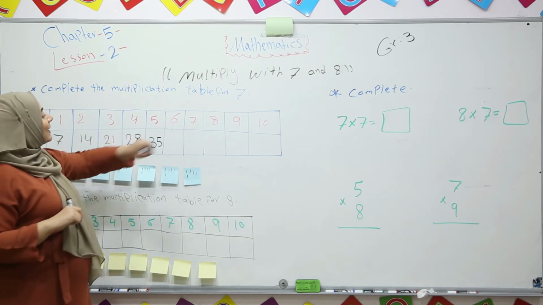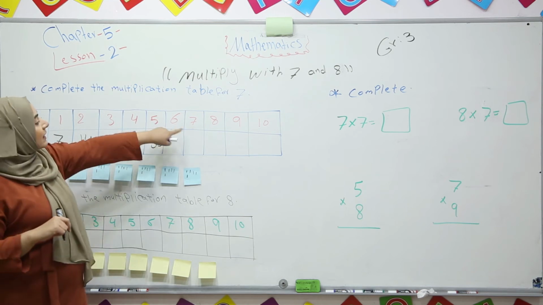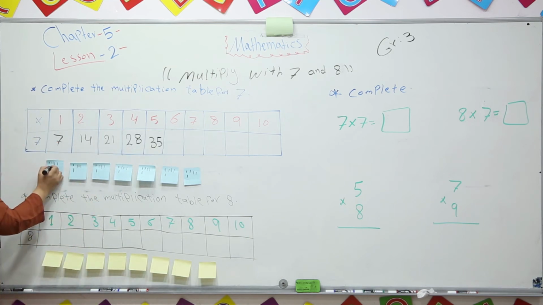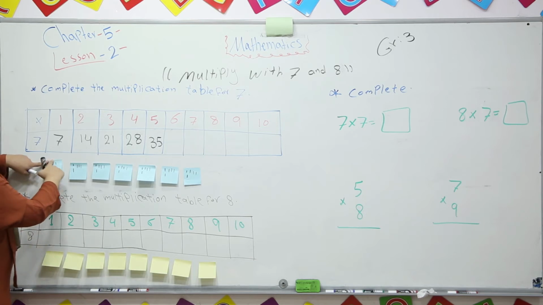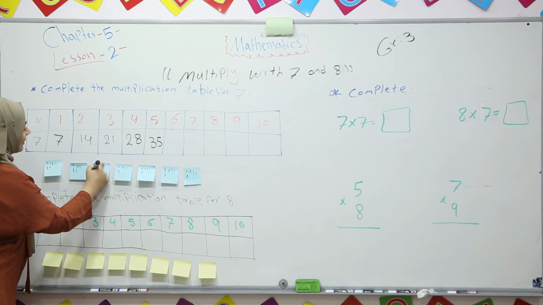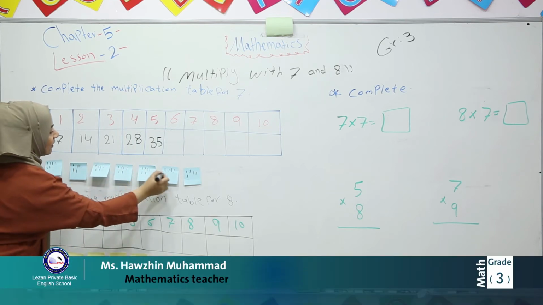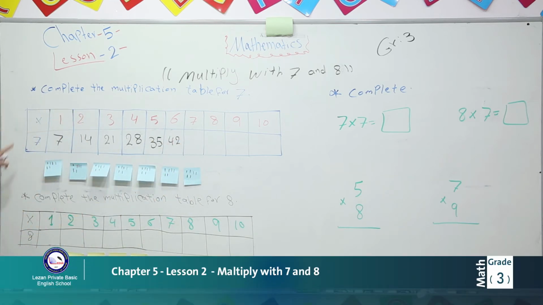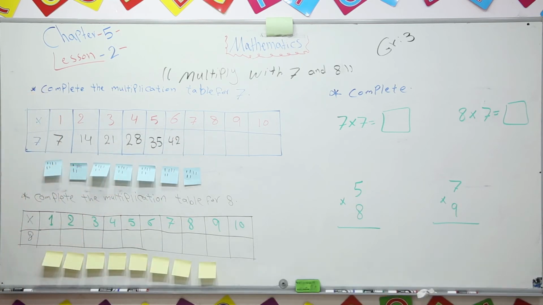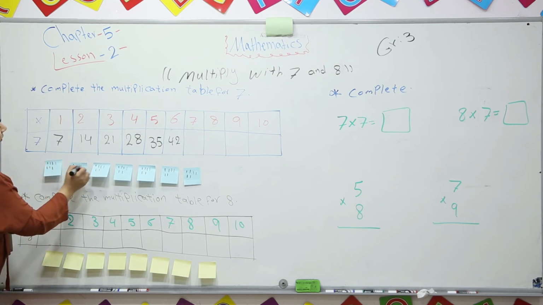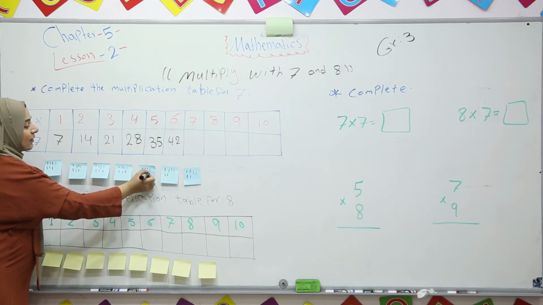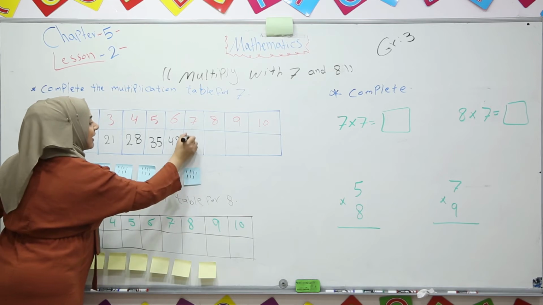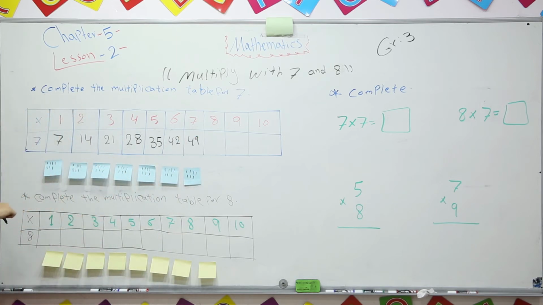7 times by 6, we have 7 groups of 6 objects, okay? 35, 36, 37, 38, 39, 40, 41, 42. So it is 42. 7 times by 7, we have 7 groups of 7 objects. 42, 43, 44, 45, 46, 47, 48, 49. So the answer is 49.